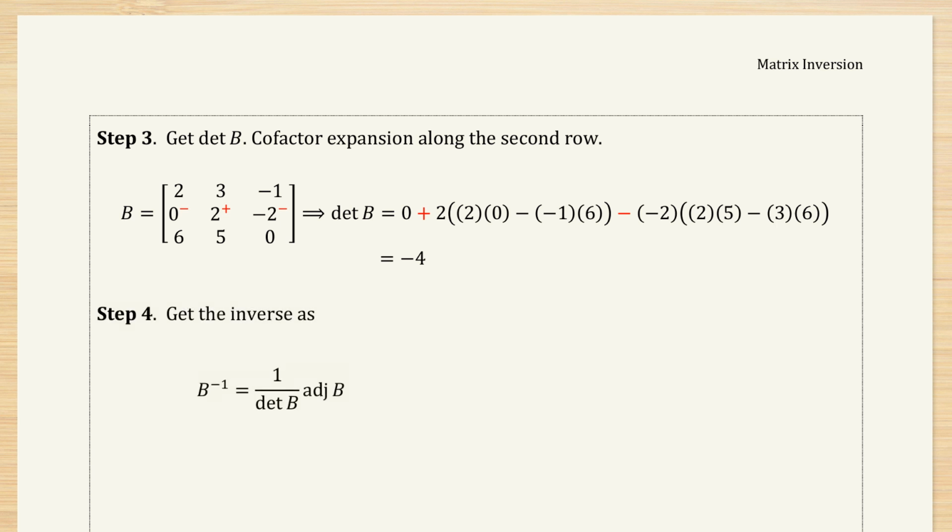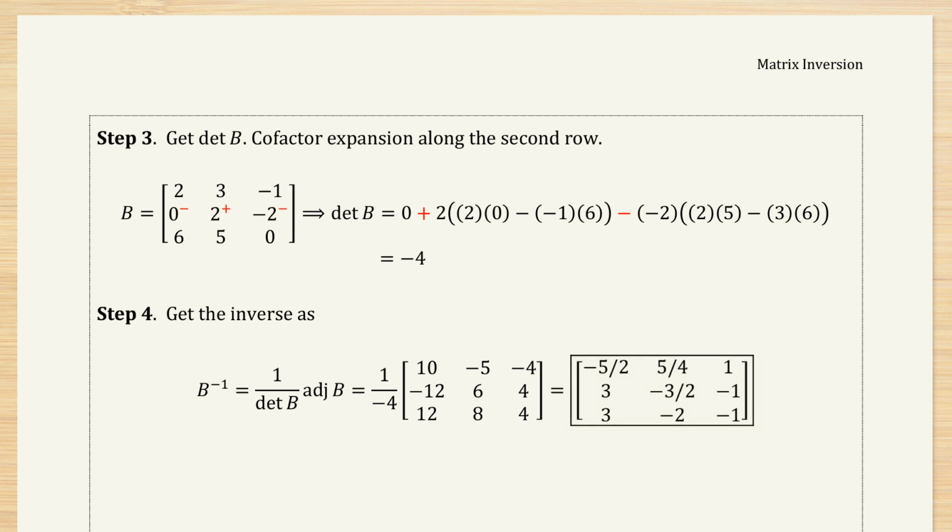1 over det B, adjugate B. 1 over det B is 1 over -4, and then we put in our adjugate B. Multiplying 1 over -4 into the adjugate of B, we have this answer as the inverse of B.